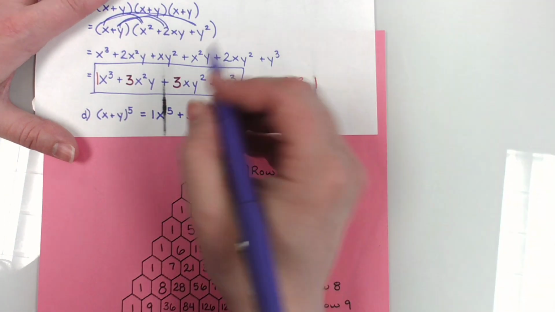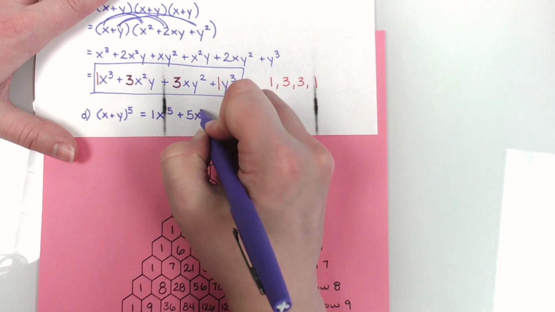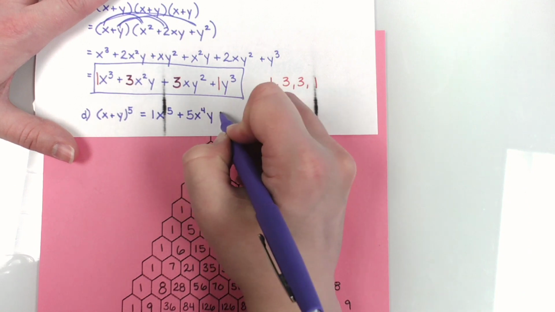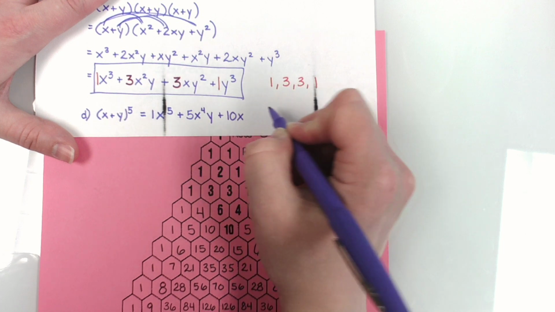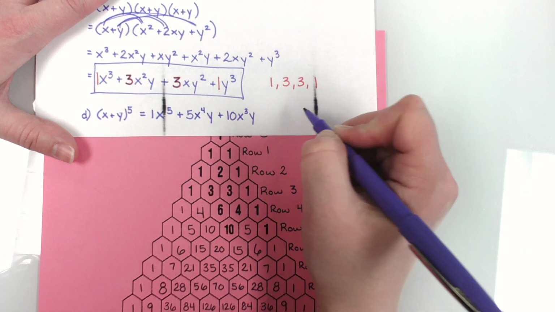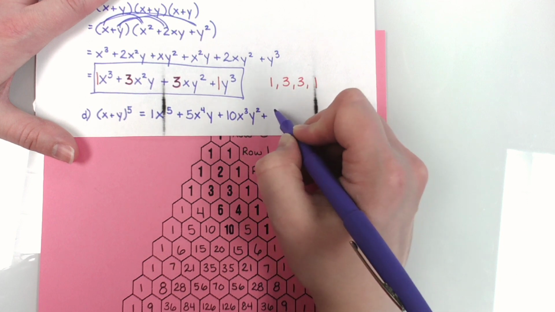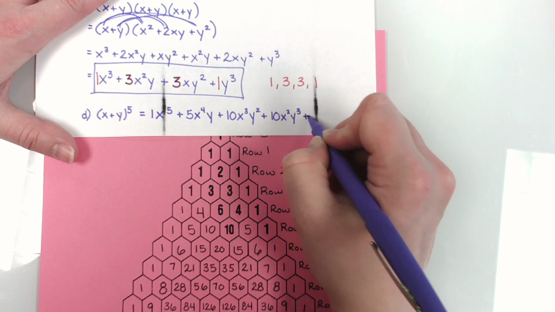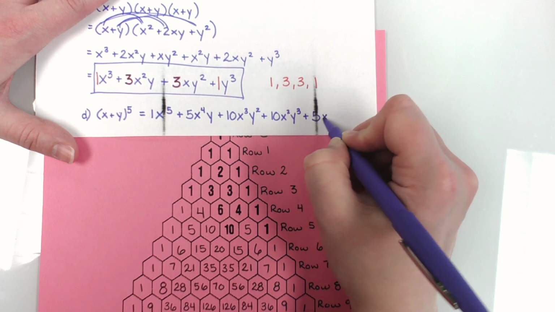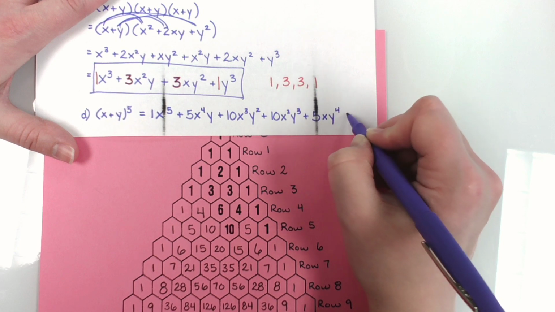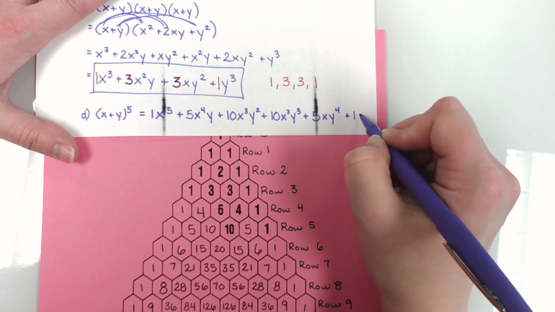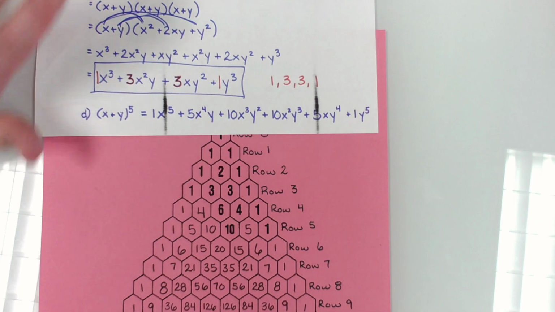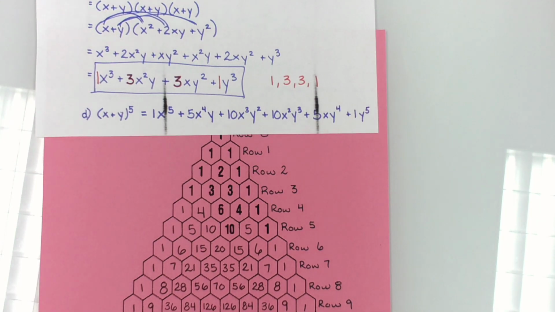Went up by 1. So this one right here is going to be x to the power of 4 y plus 10 x to the power of 3 y to the power of 2 plus, I got another 10 x squared y cubed plus 5 x y to the 4th plus 1 y to the 5th. Heck of a lot shorter than multiplying out x plus y 5 times.